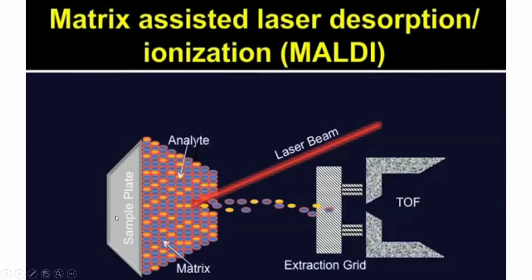And this is the matrix. So it's called matrix assisted laser desorption. So this is the matrix. The sample is assisted by that, and the laser is being targeted to the matrix. Then that will ionize the sample. Then the ionized sample will run towards the time of flight, which is the analyzer for mass spec.